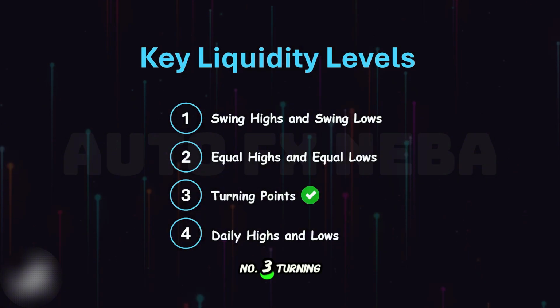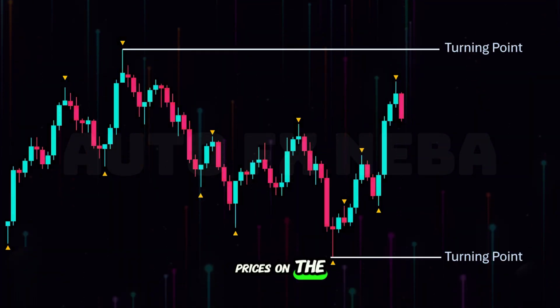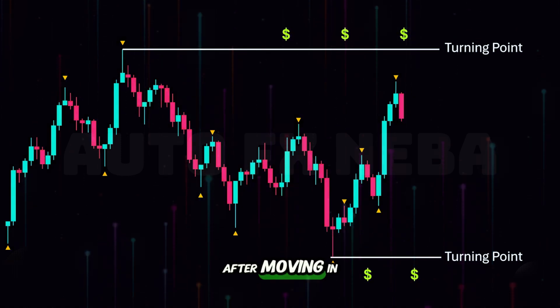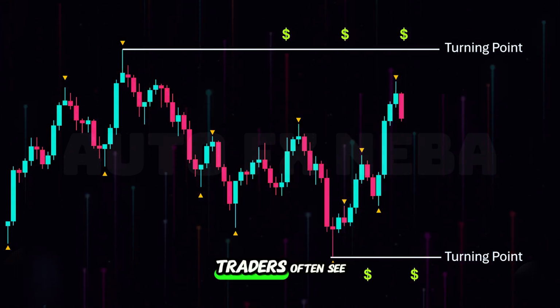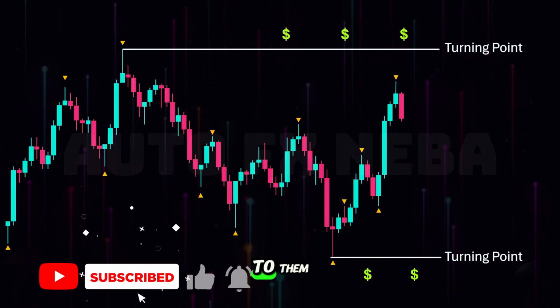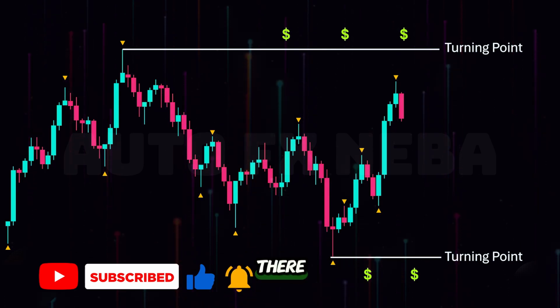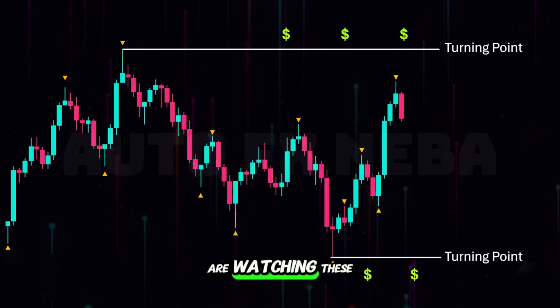Number 3. Turning points. Turning points are prices on the chart where the market changed direction after moving in a long-term trend. Traders often see these levels as overbought or oversold, so when the price comes back to them, there's usually a strong reaction. A lot of liquidity builds up there because both retail and big traders are watching these spots.